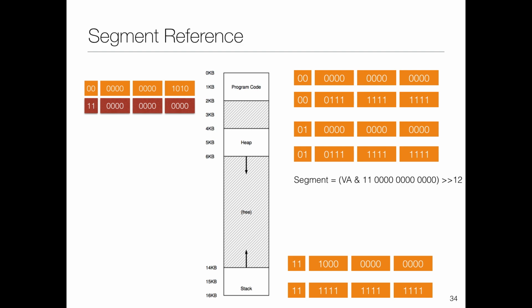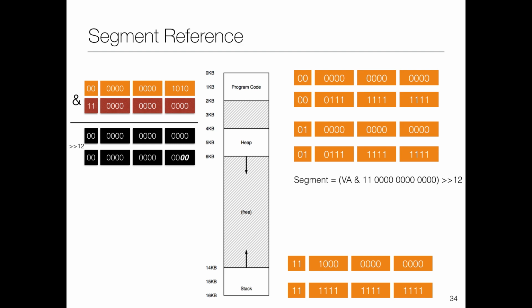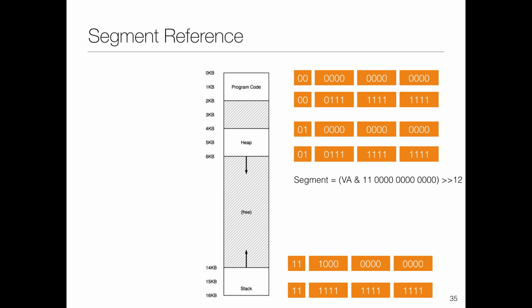We have 1 1 0 0 0 0. We do a binary AND with this. What do we get? We get 0 0 0, because AND of 1 and 0 is 0. You right shift them by 12 places. You get these 2 bits now. Based on these 2 bits, if they are 0 0, you say it's program code. If it's 0 1, you say it's heap. If it's 1 1, you say it's stack. Fairly simple calculation. So this then says that the segment is the code segment.